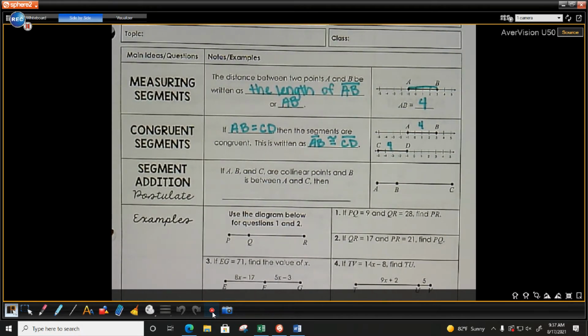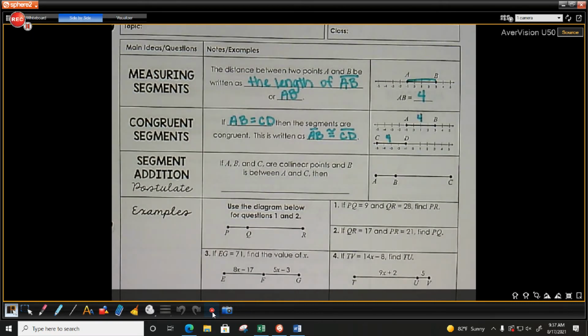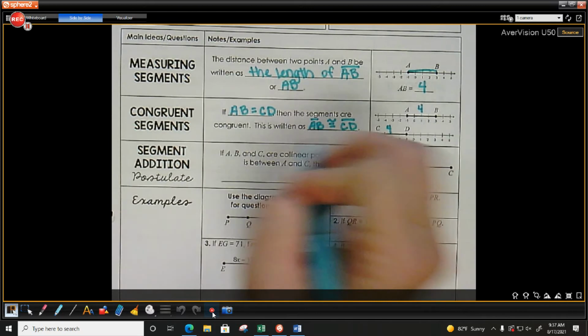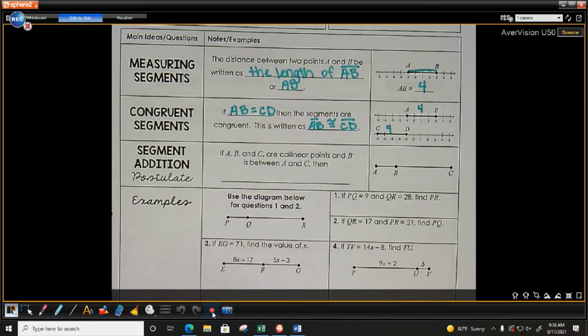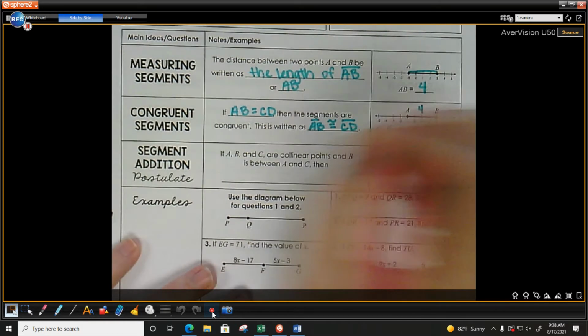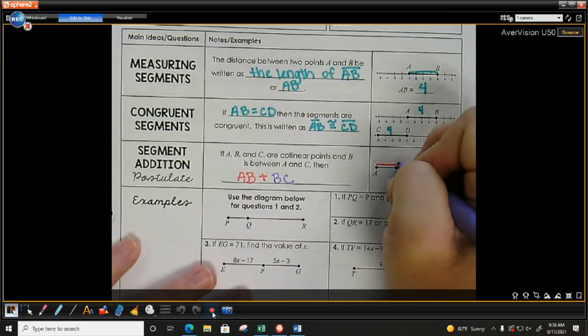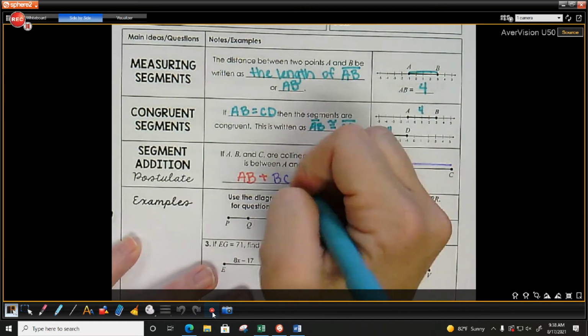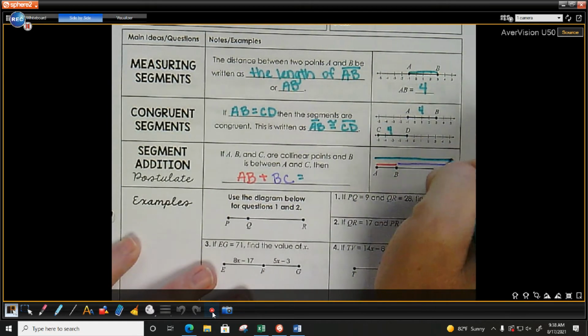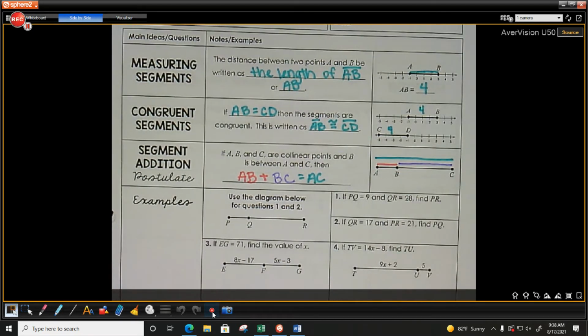Okay, now we're going to go into the segment addition postulate. If A, B, and C are collinear points and B is in between A and C, then we already said this in our definition. What does this mean? AB plus BC is equal to AC. One piece plus another piece is equal to the whole piece. One segment plus another segment is equal to the whole segment. Good?